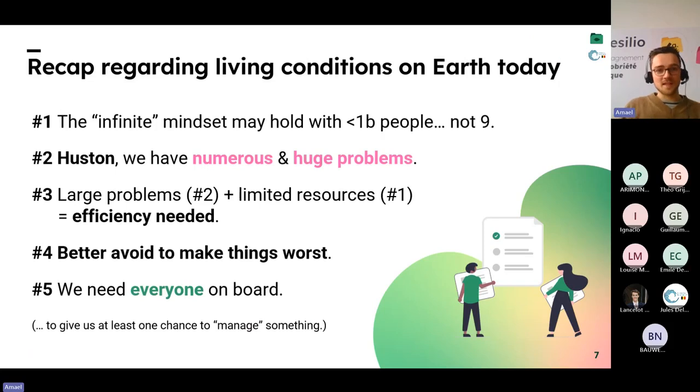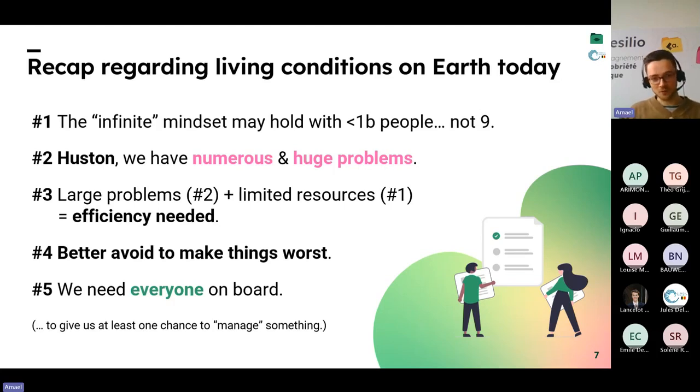If we recap where we stand currently: first, the infinite mindset that has grown humankind for the past 200 years since the Industrial Revolution does not hold with 9 billion people. It may with less than 1 billion, but as we have 9 billion people currently on Earth, it does not hold anymore. Second, Houston, we have numerous and huge environmental problems. If we combine 1 and 2, we have large problems and limited resources. So there is only one answer that an engineer like me can provide to such an equation: we need efficiency.